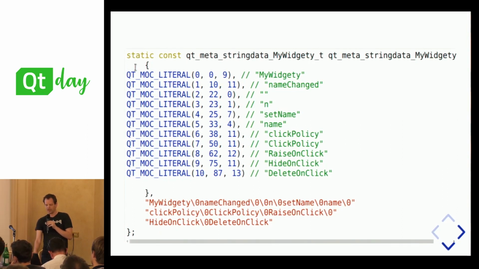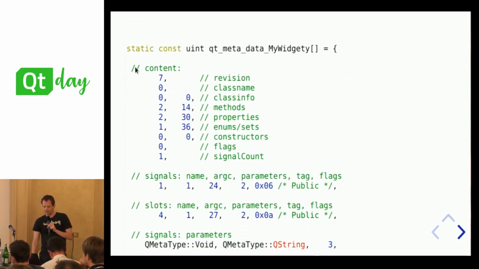And we have a macro, it's all generated code, so you don't have to compute those numbers yourself. They're generated by moc. But what it does is really create one big region of memory with all the byte array literals of all the strings we need. And finally, this integer array, which contains all the data.